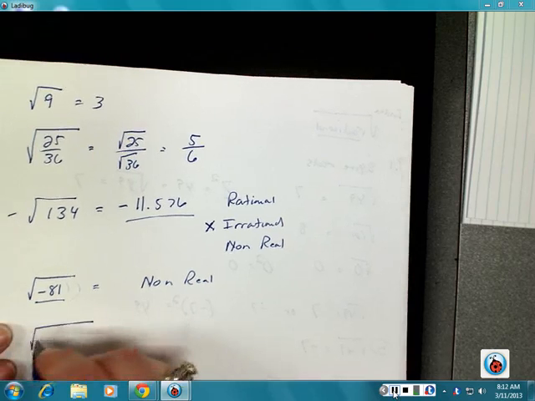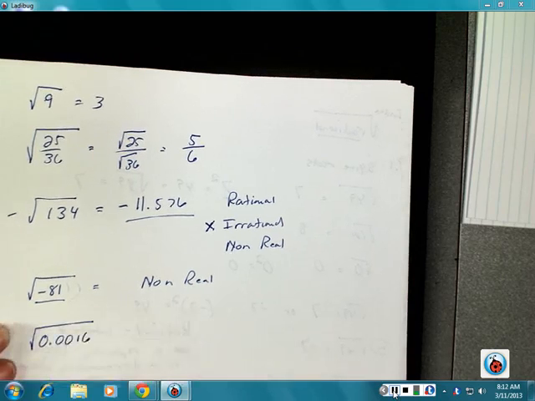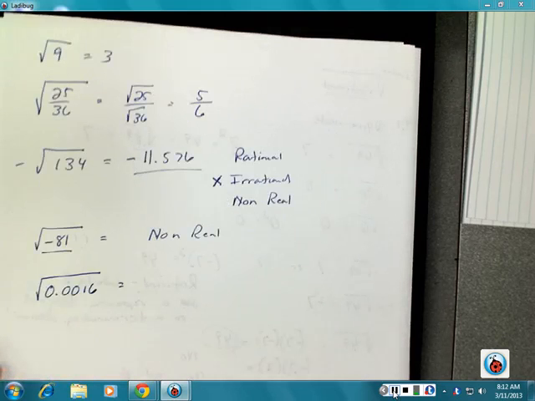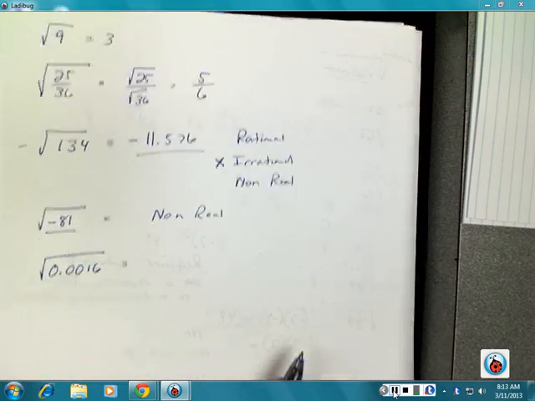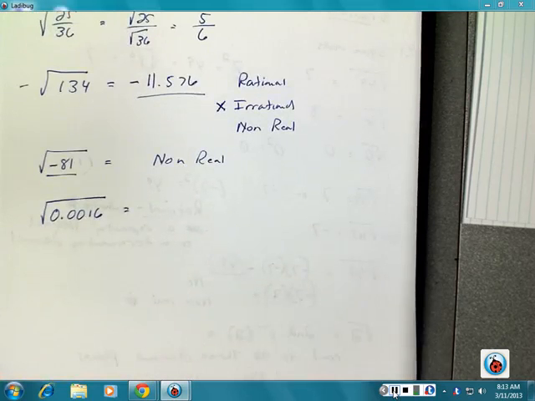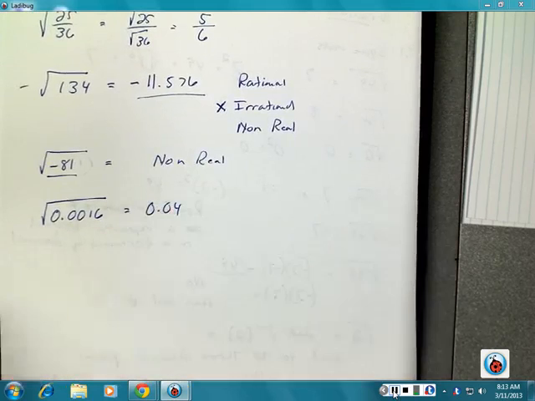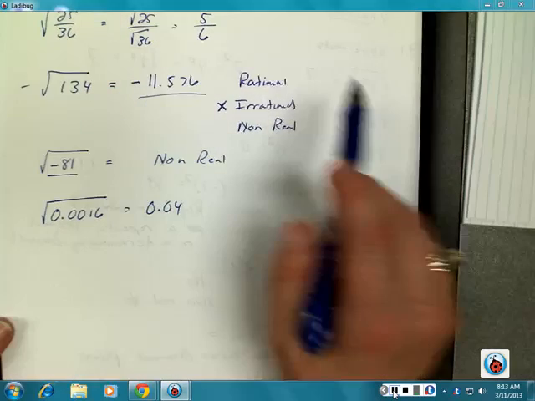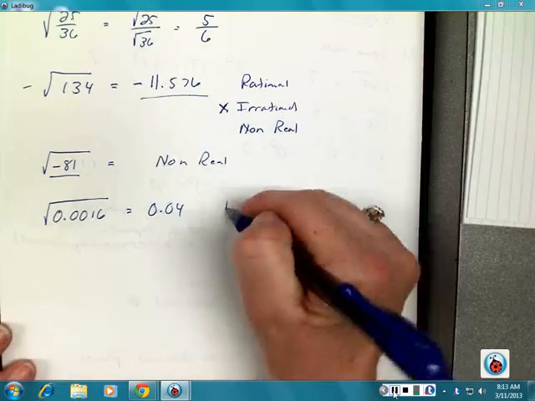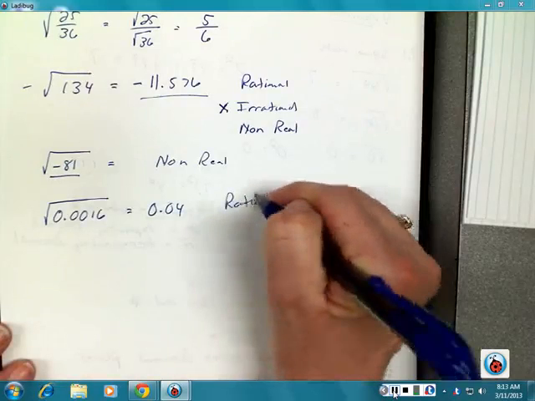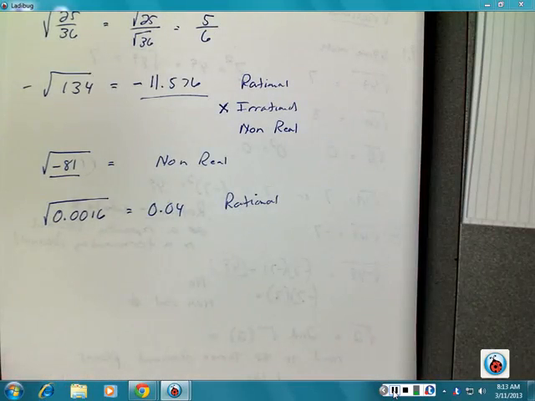How about this one? The square root of 0.0016. What's that one? So what would my answer be? First off, 0.04. Okay. Now, is it rational, irrational, or non-real? It would be rational. Okay. All right. Got the idea between those and coming up with what values they happen to have? And again, it's just going to ask you that stuff to see what you come up with.